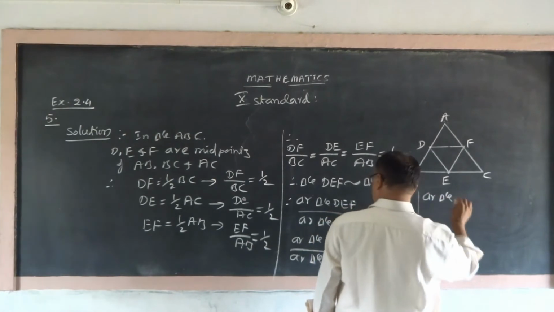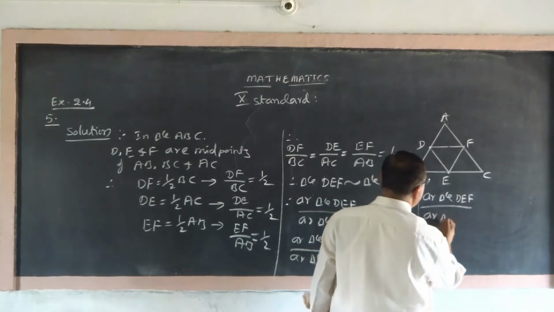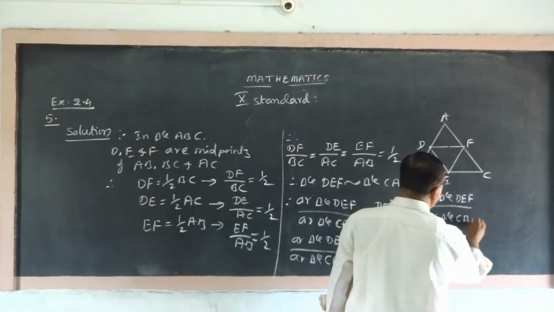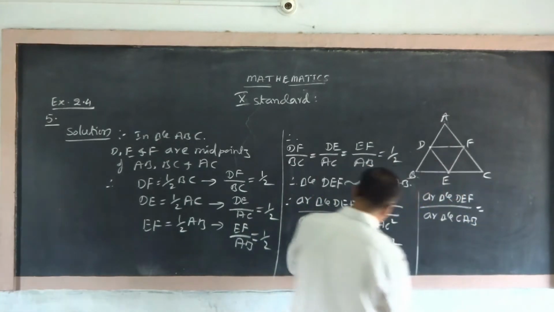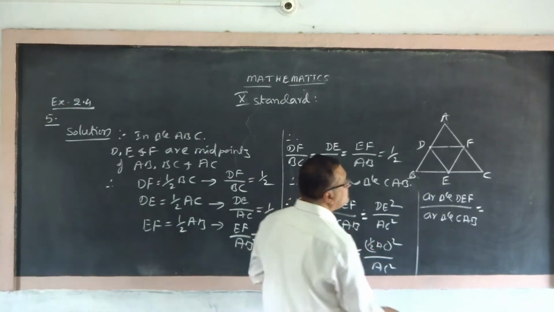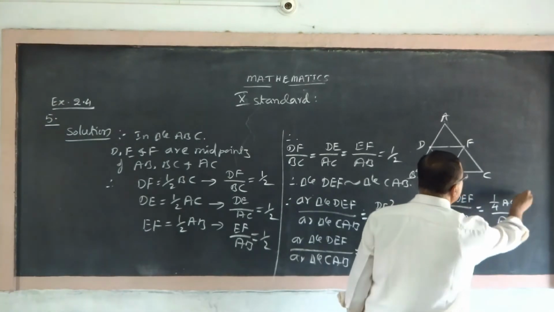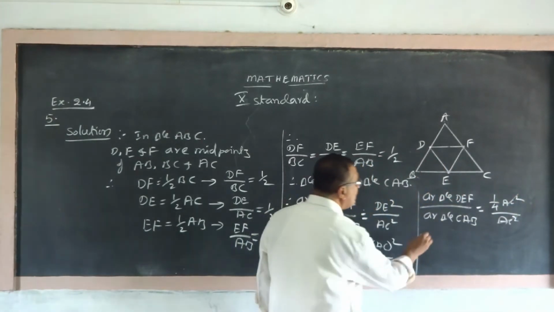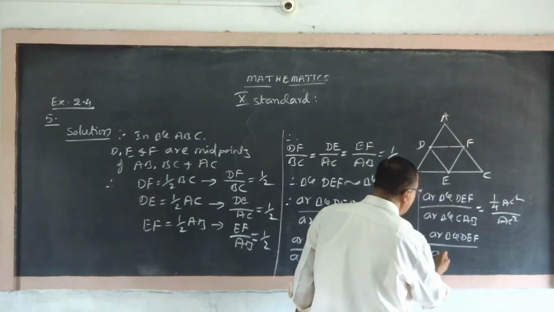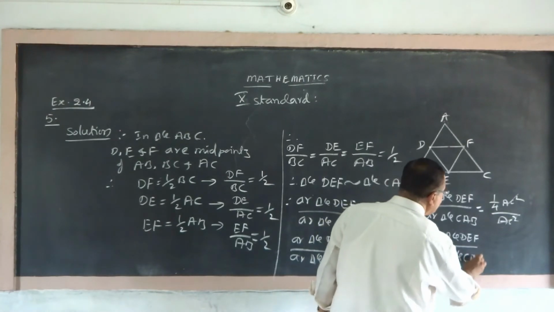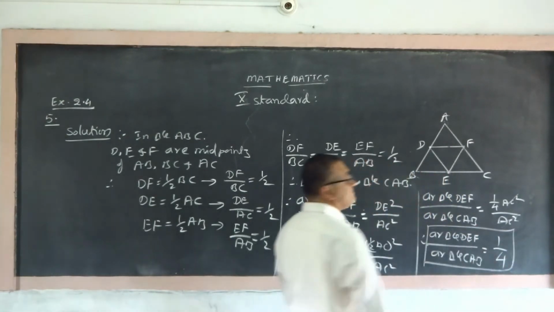Area of triangle DEF by area of triangle CAB, or ABC, is equal to, so here, 1 by 2 whole square means 1 square by 2 square, which is 1 by 4, AC square by AC square. AC square gets cancelled. Therefore, area of triangle DEF by area of triangle CAB is equal to 1 by 4. This is the answer.